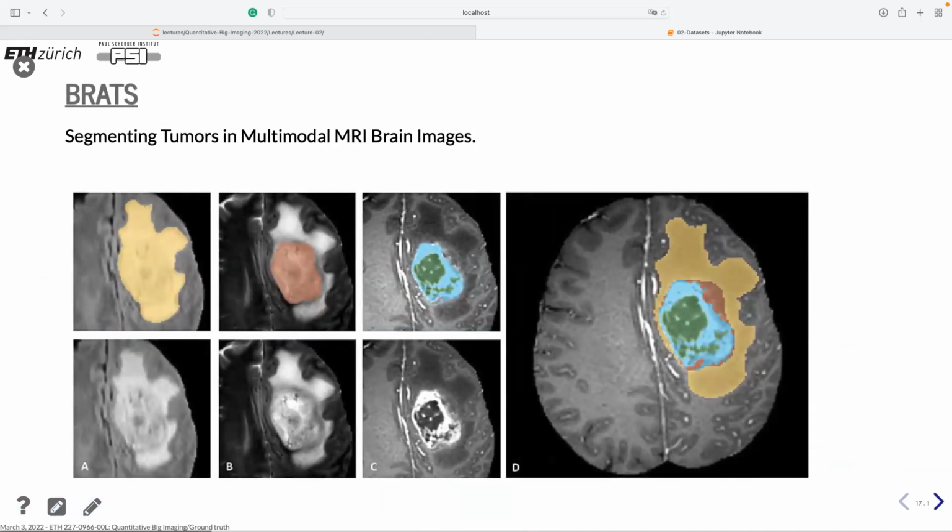Then we had the BRATS, segmenting tumors in MRI images. Here someone has already marked up a lot of brains with tumors and probably also without tumors, I hope, because you have to have the ground truth also when there are healthy patients. And here you can then see what it can look like. Different colors probably represent different types of tissue and different degrees of disease.